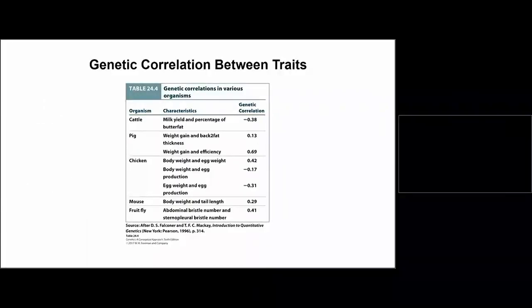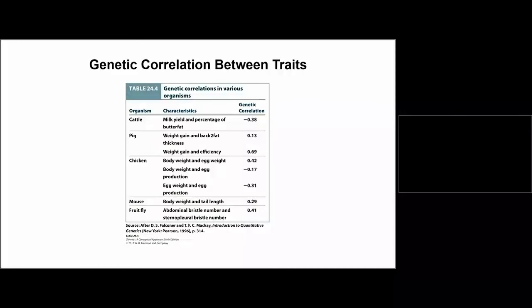Here are some examples from a table in your book. If you look at a pig, the more weight they gain, the more back fat they have. If you look at a chicken, the bigger they are, the bigger their eggs are, which might seem really good, except the bigger they are, the fewer eggs they produce. Which makes sense. If you're making really big eggs, you're not going to make as many.